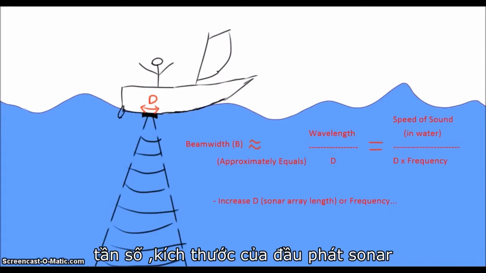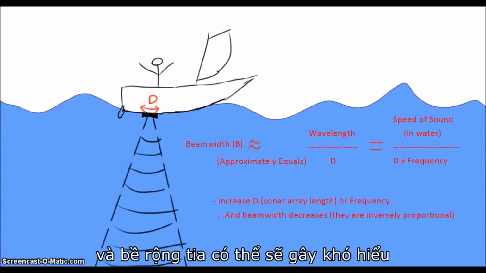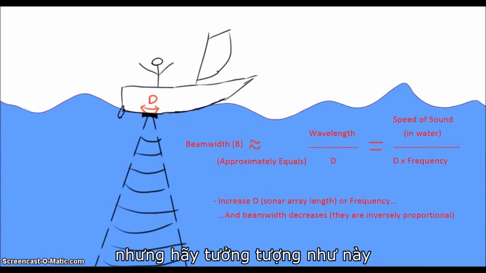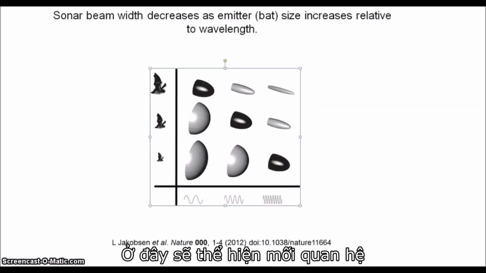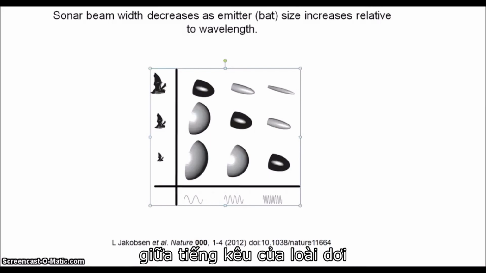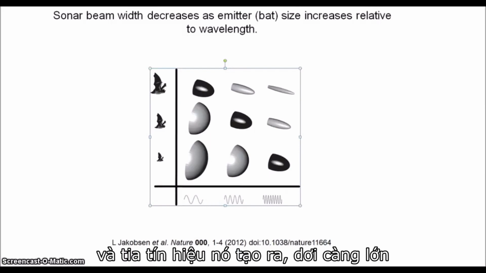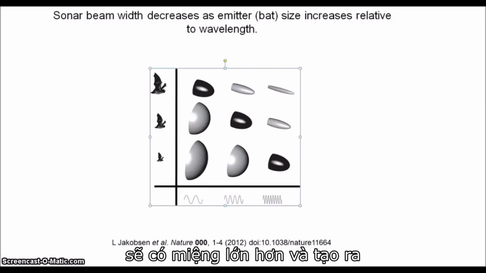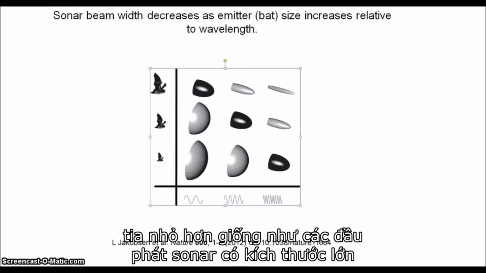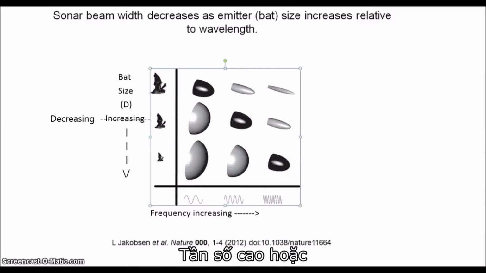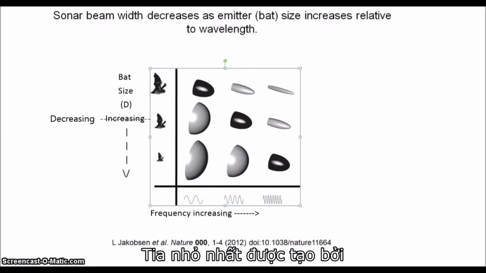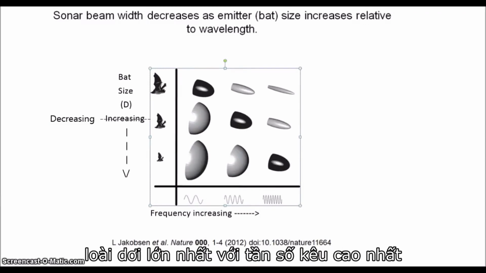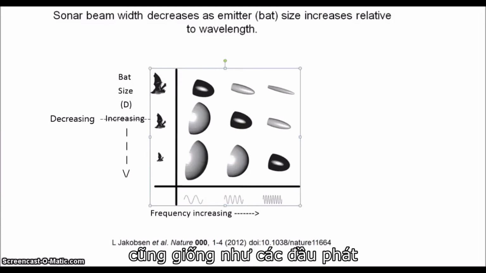The relationship between frequency, the length of the sonar array, and beam width might be a little difficult to understand at first. Take a look at this visualization showing the relationship between a bat's screech and the beam that it generates. The larger bat has a larger mouth and creates a narrower beam, much like our large sonar arrays. The high frequency or high pitched screeches are also narrower. The most narrow beam is created by the largest bat with the highest frequency screech, just like our large high frequency sonar.